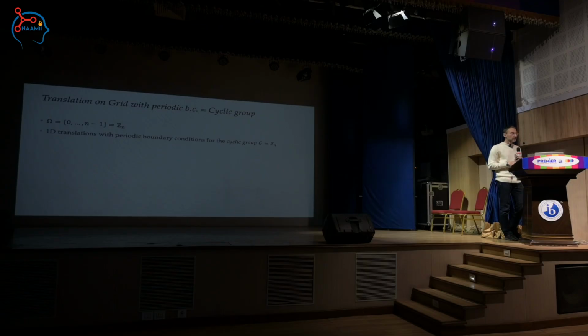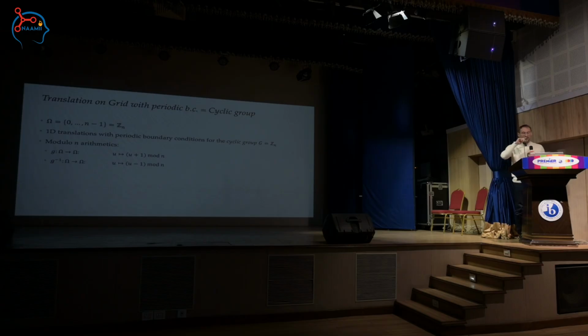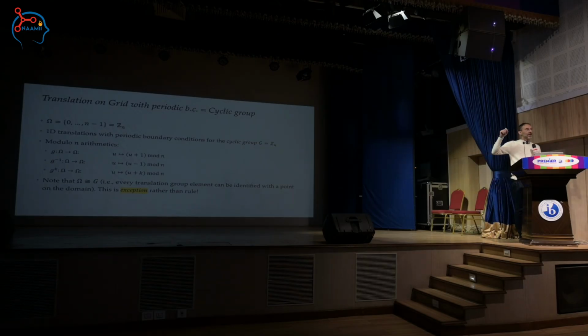And one-dimensional translations with periodic boundary conditions are called the cyclic group, right? So Zn also denotes the cyclic group. And all the arithmetic will be done modulo n, as I said, right? So the element of the group is a shift by one position, modulo n, right? So again, when I reach n, I go to 0. And this is actually a very special case where the domain itself, the grid with its endpoints, that we also denote by Zn, is equivalent or corresponds one-to-one to the group, right? So you can identify every element of the group, every translation, with a point on the domain. So this is a very lucky coincidence. This is usually not the case.